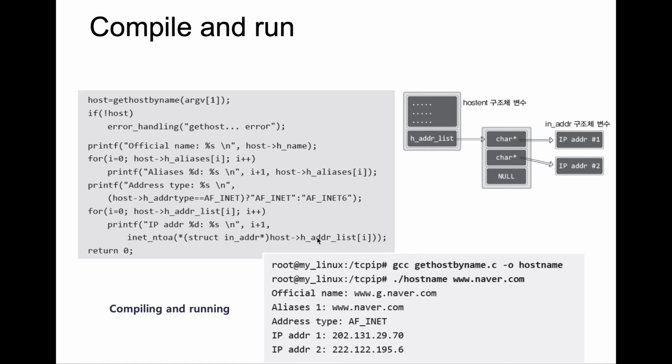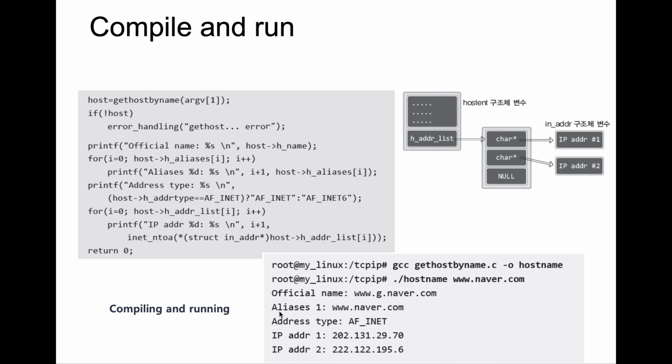So the result is, after understanding this, we compile the source file and run it as here. For example, here we're trying to figure out the IP address of www.naver.com, and the official name differs a little bit. So in that set of servers inside the Naver Corporation, www.g.naver.com is accepted as the official one, so that's how they set it.